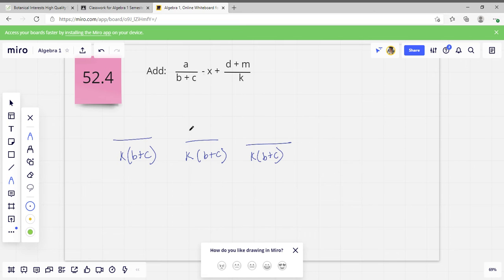All right, one of these is minus. This one's a minus. And then this is a plus. So there's that minus sign right there. And there's our plus sign right there. Okay.